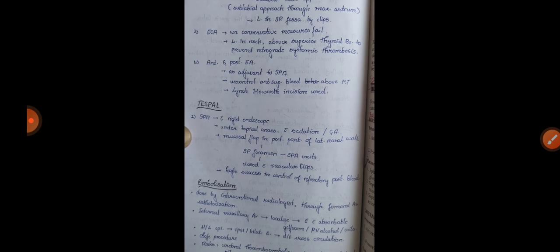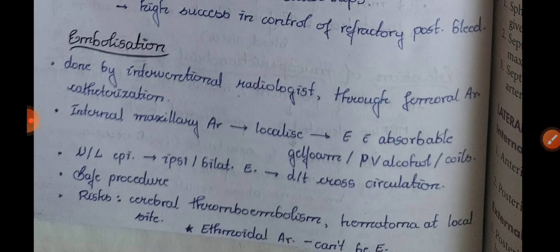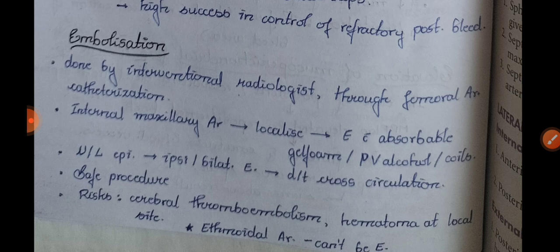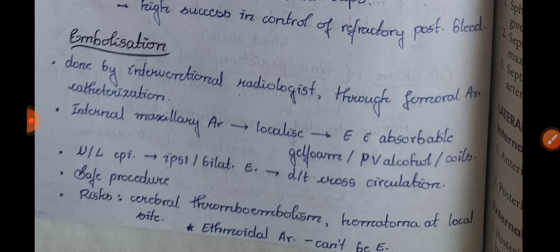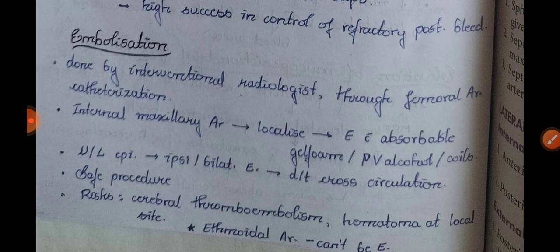Another one is embolization, which is done with the interventional radiologist. Through femoral artery catheterization, we will do the embolization. The internal maxillary artery we will localize, and embolization is done with absorbable gelfoam, PVA or coils. For unilateral epistaxis, ipsilateral or bilateral embolization is done due to cross circulation.